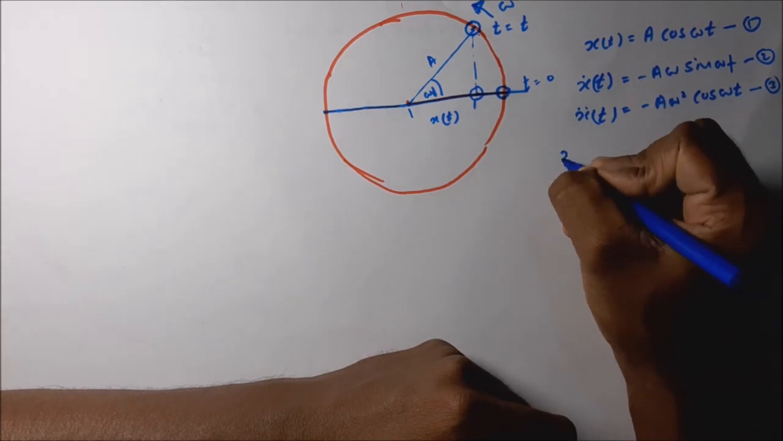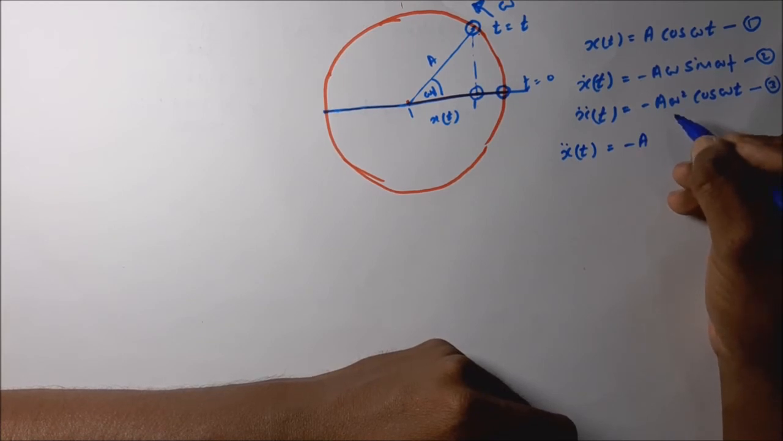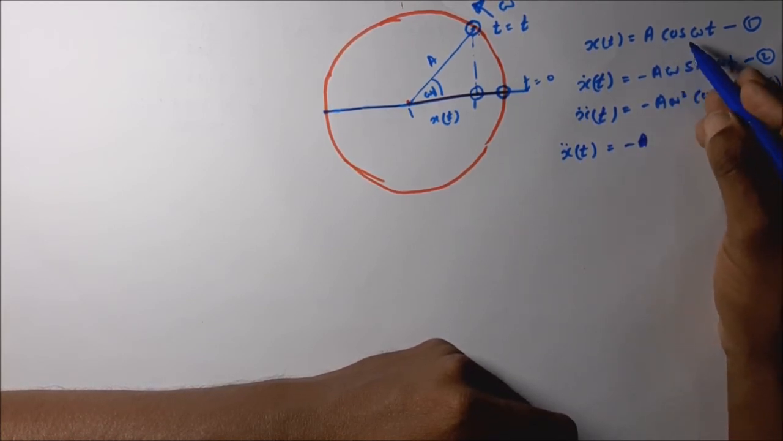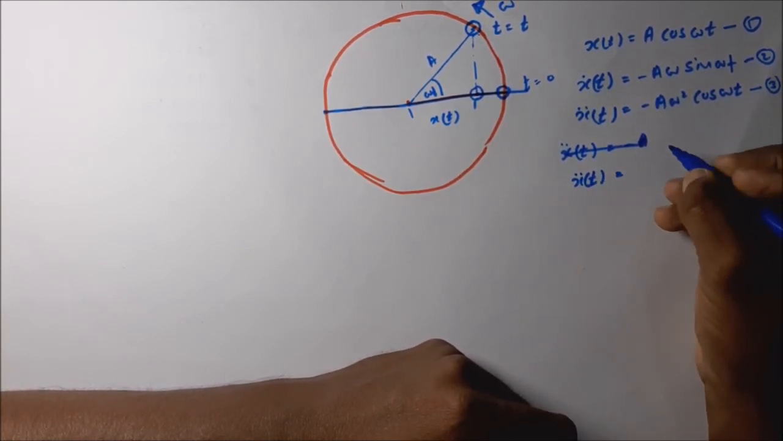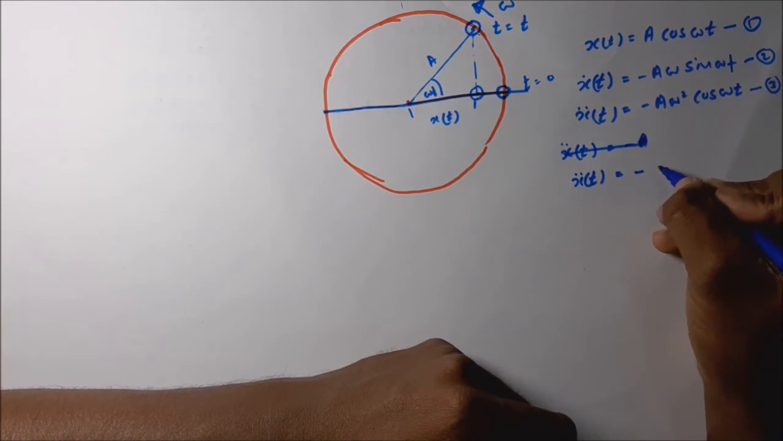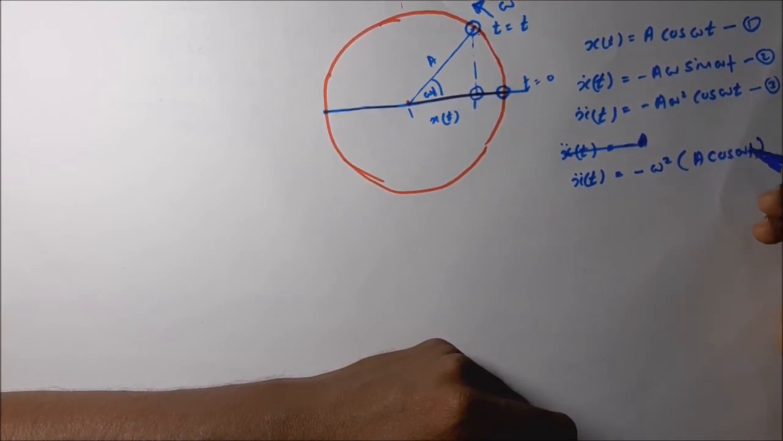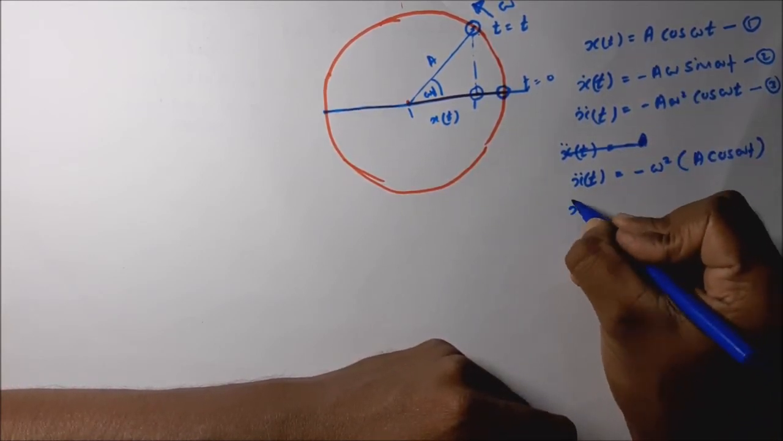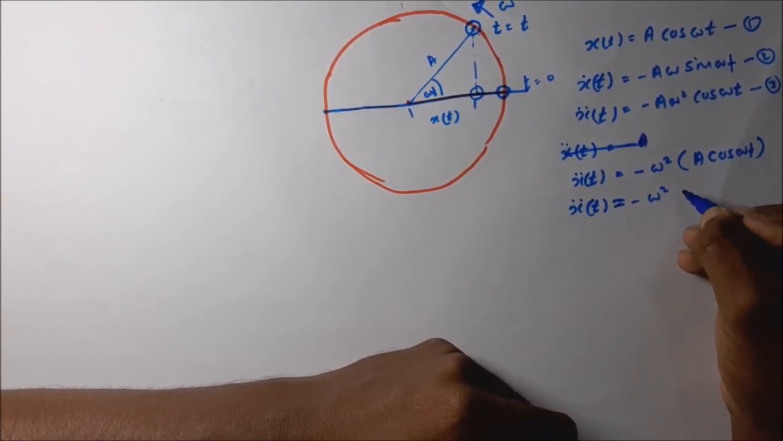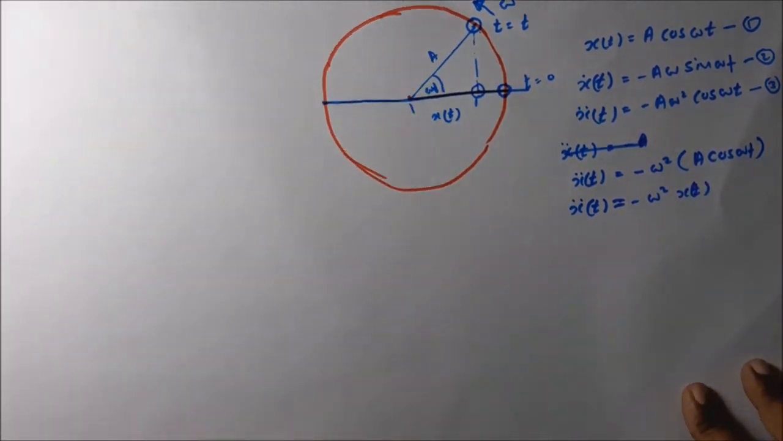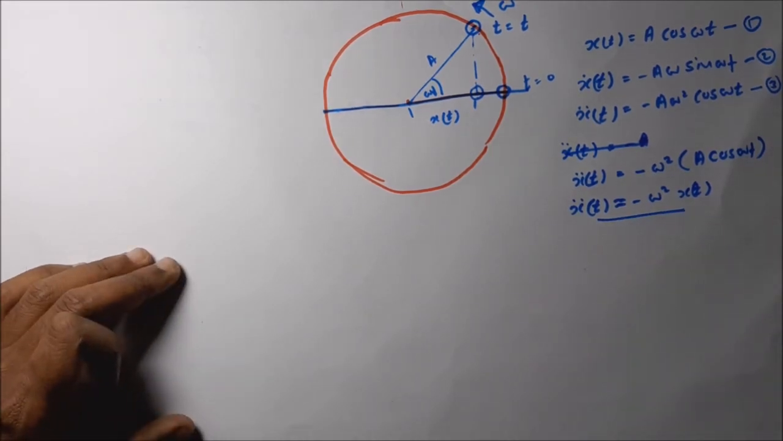From equation 1 we can write x double dot t is equal to minus omega square a cos omega t. Instead of a cos omega t we can put x(t). So x double dot t is equal to minus omega square into x(t). This is the simple harmonic motion characteristic equation.